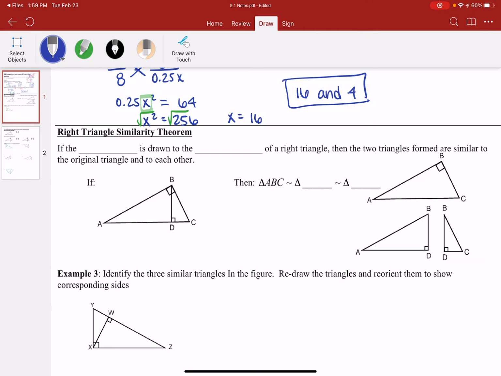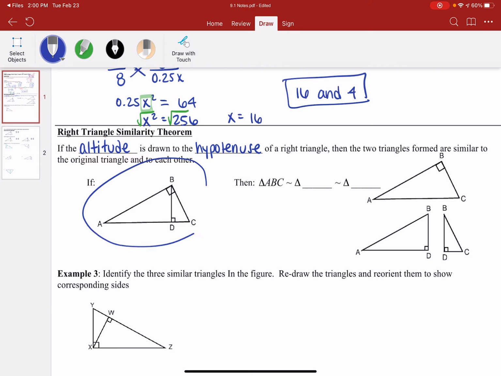So the right triangle similarity theorem says, if the altitude is drawn to the hypotenuse of a right triangle, then the two triangles formed are similar to the original triangle and to each other.